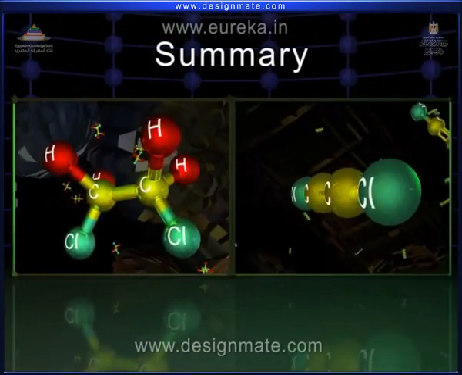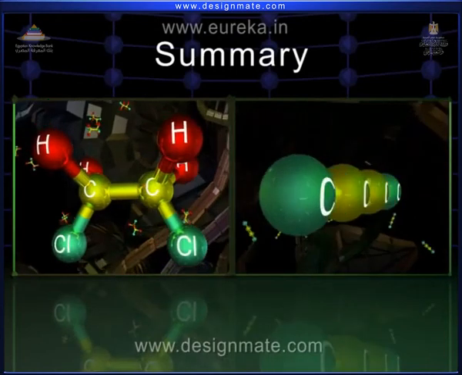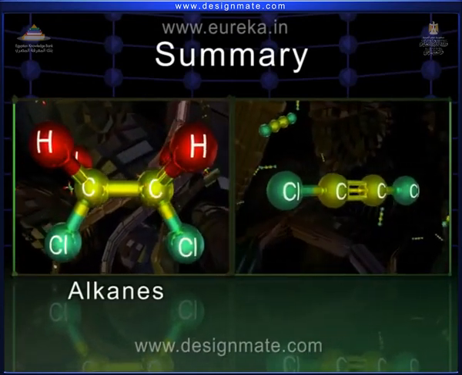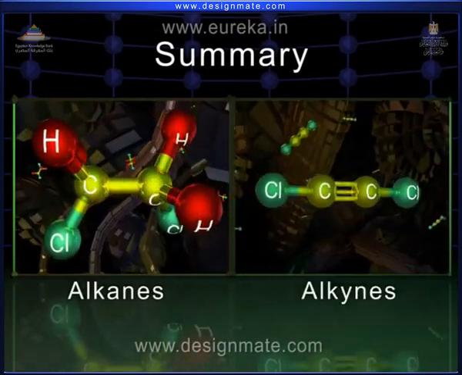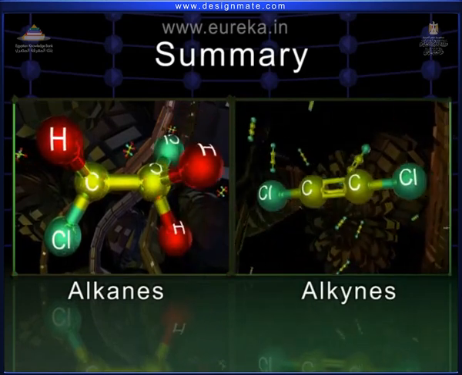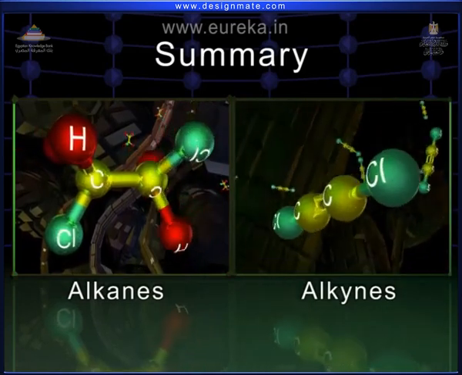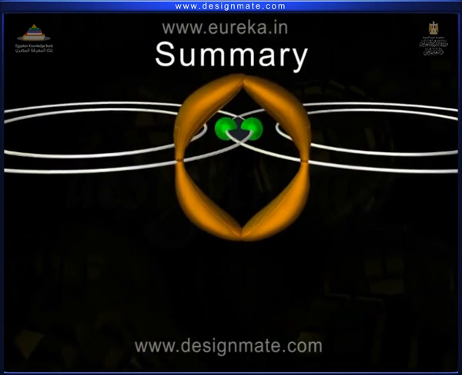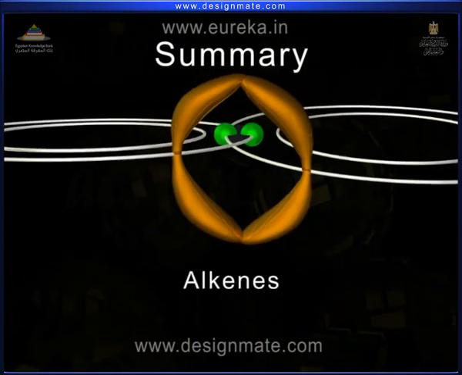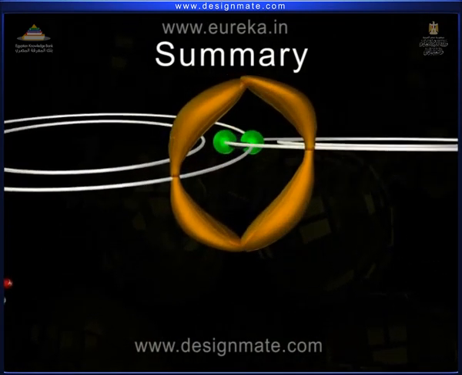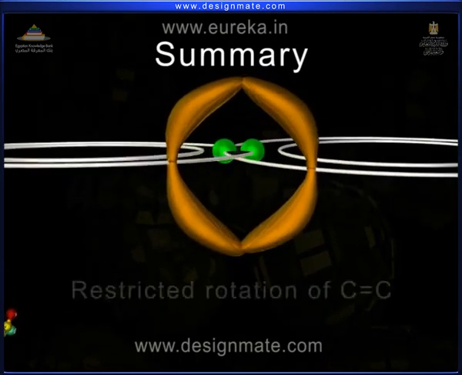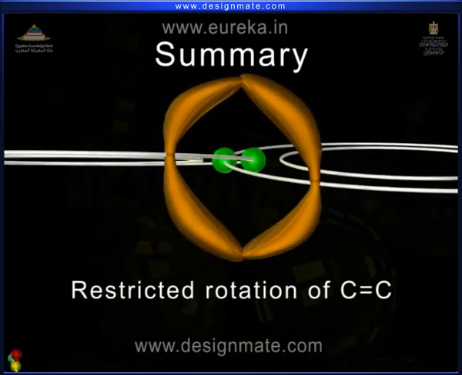Summary: we have seen that in saturated hydrocarbons like alkanes and unsaturated hydrocarbons like alkynes, geometrical isomerism is not possible, whereas in unsaturated hydrocarbons like alkenes, geometrical isomerism occurs due to the restricted rotation of carbon-carbon double bond.